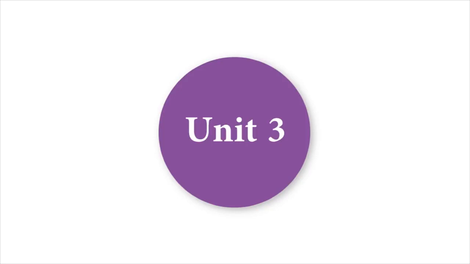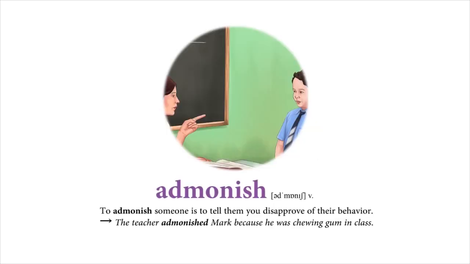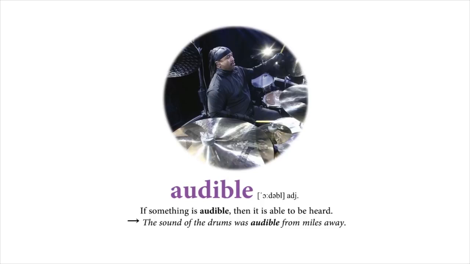Unit 3. Word list. Admonish. To admonish someone is to tell them you disapprove of their behavior. The teacher admonished Mark because he was chewing gum in class. Audible. If something is audible, then it is able to be heard. The sound of the drums was audible from miles away.